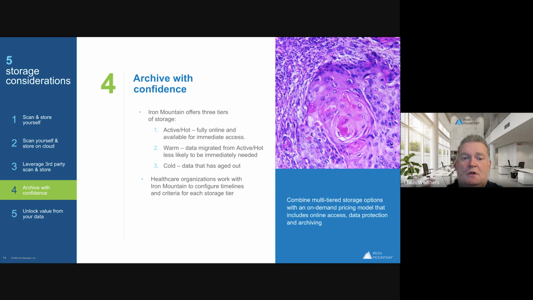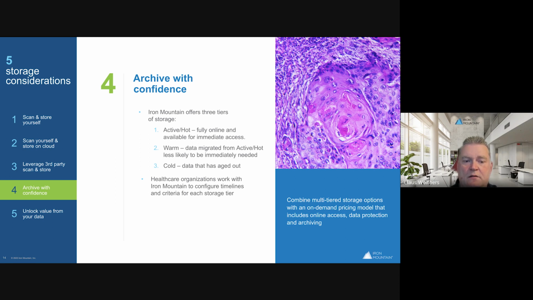The Iron Cloud digital pathology storage solution from Iron Mountain combines multi-tiered storage options with an on-demand pricing model that includes online access, data protection, and archiving in one easy-to-consume model. The active or hot tier data is fully online and available for immediate access. It's held in the system for a set number of days that's determined by your organization. The warm tier is where data is migrated from the active or hot tier and then stored for a length of time determined by your organization, but it's less likely to be needed immediately, and warm data is generally accessible within 3 to 5 minutes.